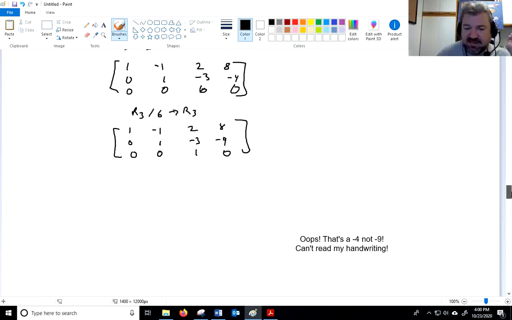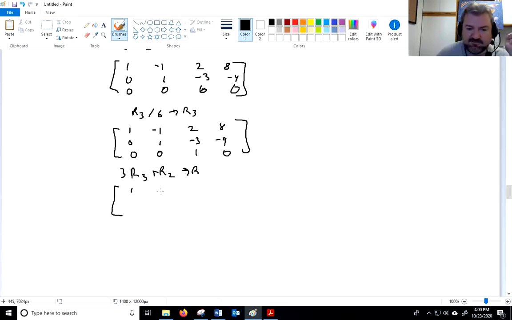Okay, at this point, we've basically got it because we know what z is. We can plug into this statement to get what y is. We can plug those in here to get what x is. But just for fun, let's go back and get it. I'm going to get a 0 at this negative 3 value. I'm going to multiply row 3 by 3, and I'm going to add it to row 2 and store it in row 2. So I'll leave the top equation the same.